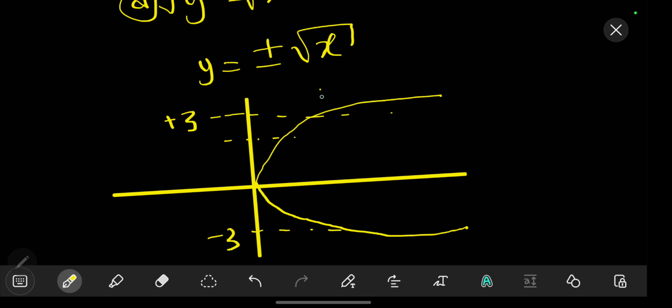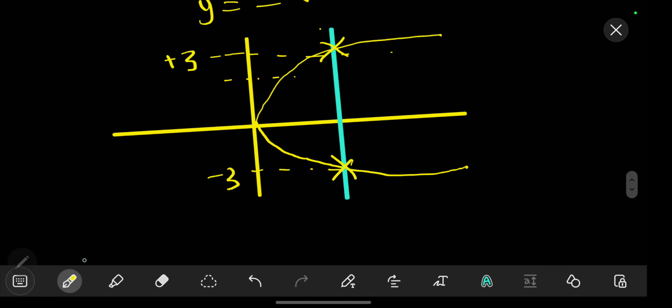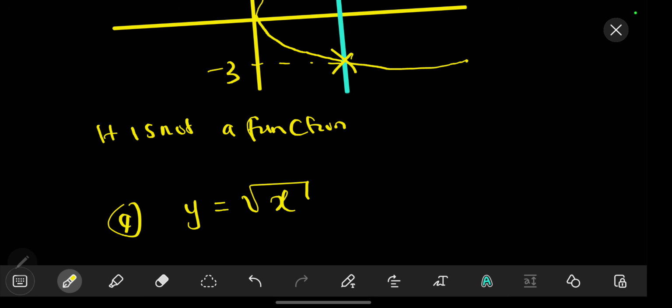If you draw your vertical line like that, then your vertical line is met at 2 different points. At this point where y is equal to -3, and at this point where y is equal to +3, it means this one is not a function. So as long as we have 2 different values of y for one x value, it is not a function. Let's look at y is equal to the square root of x.